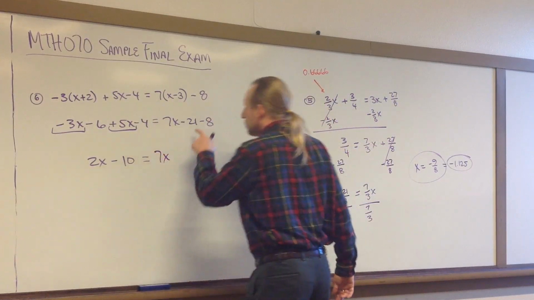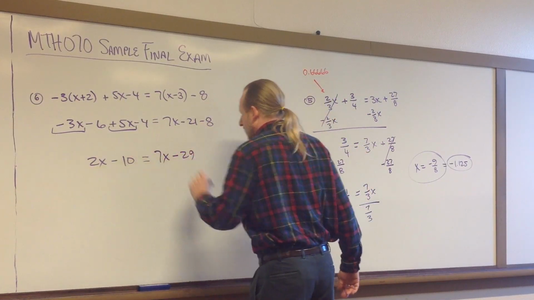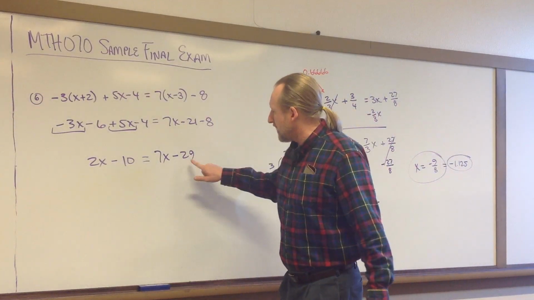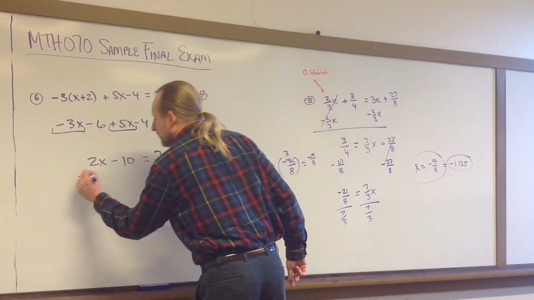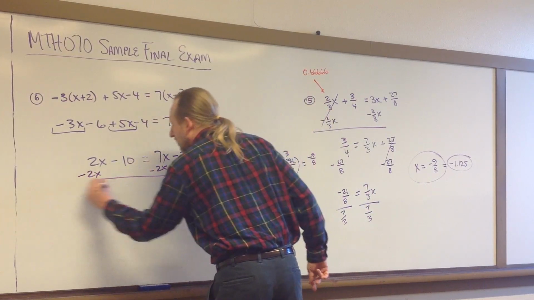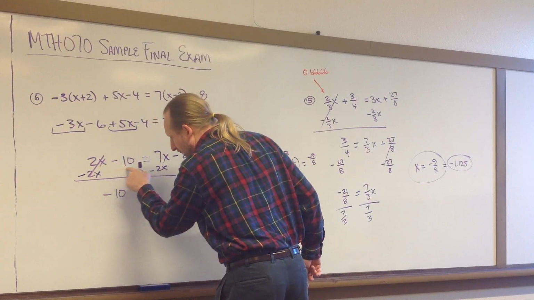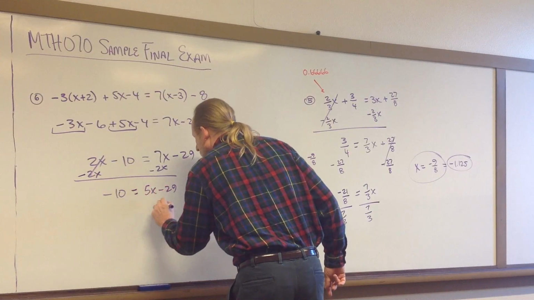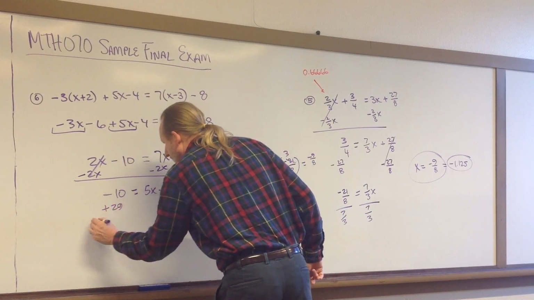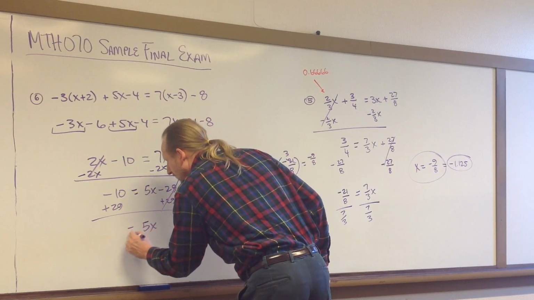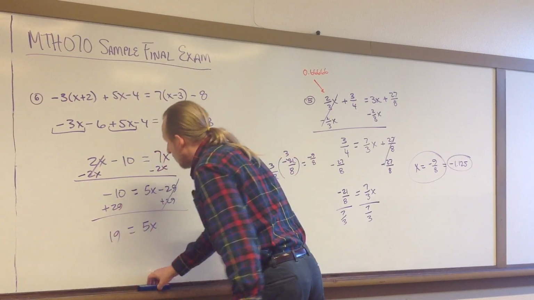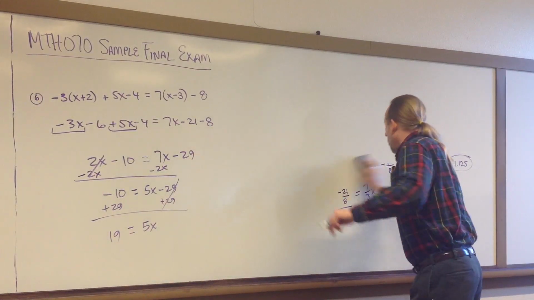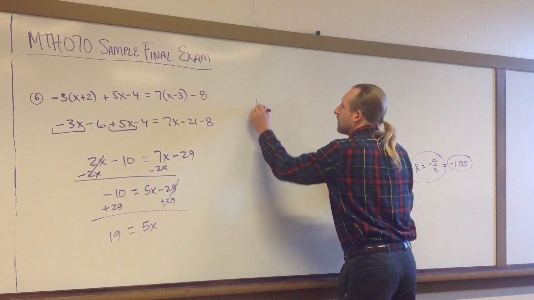7x and negative 29. Okay, so I'll subtract the 2x over to here, add the 29 over there. So minus 2x and minus 2x. Don't lose that minus sign, it's attached to the 10. 5x minus 29. And then add the 29 to both sides, so that'll be positive 19. And then the last thing we're going to do is divide on both sides by 5.